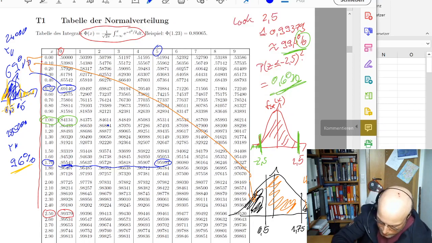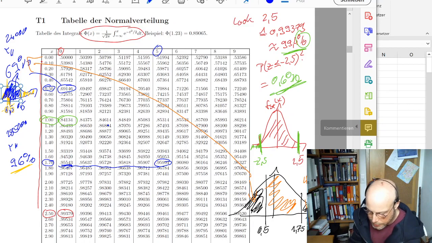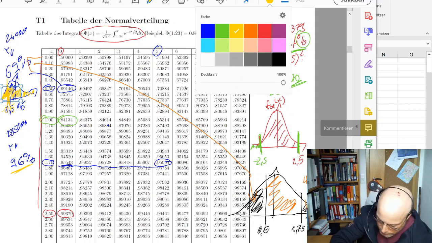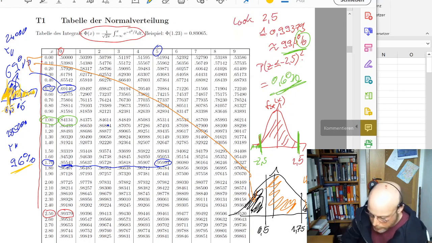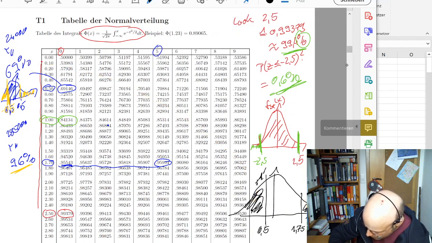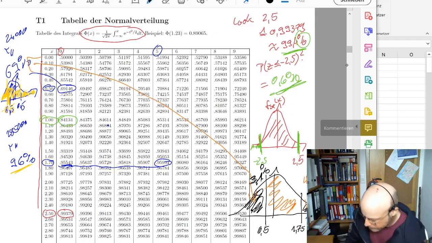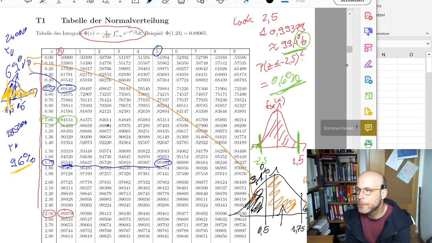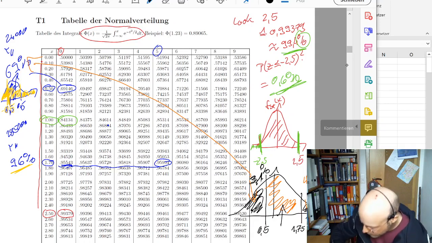We know that all this area here is 69%. Then we know that this area here is 31. Yes, great. So this area here is 31%. And now we have to know this area we are interested in. That is then 65%. Great.